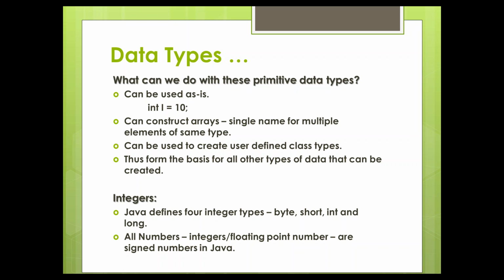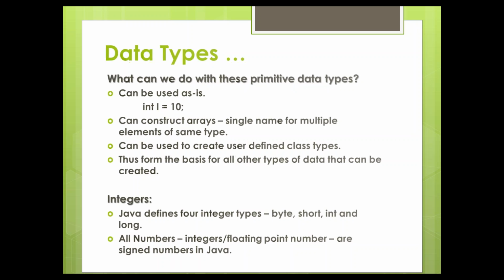But here in Java, all the numbers, whether integers or floating point numbers, are signed numbers. They are signed numbers means if you don't specify whether it is a negative or positive number, then by default it will be a positive number. If you specify, you can specify negative also. There is no concept of signed or unsigned as there is in C and C++. That is why all the numbers are signed numbers. We will see what exactly that means.